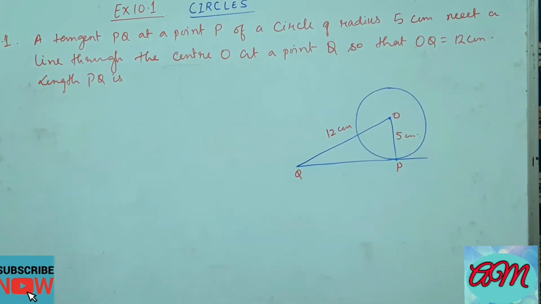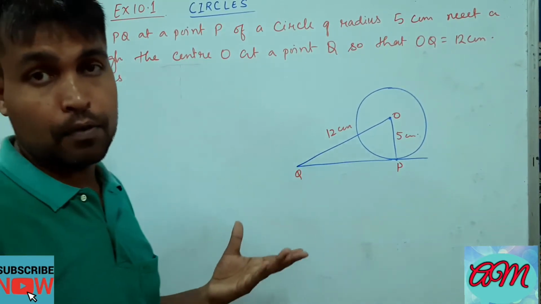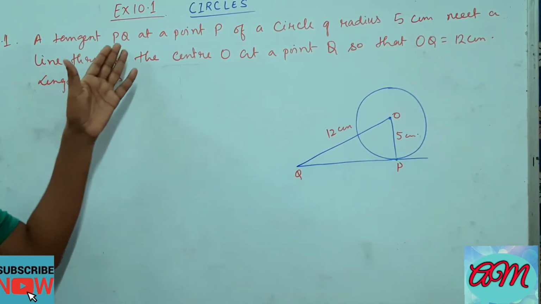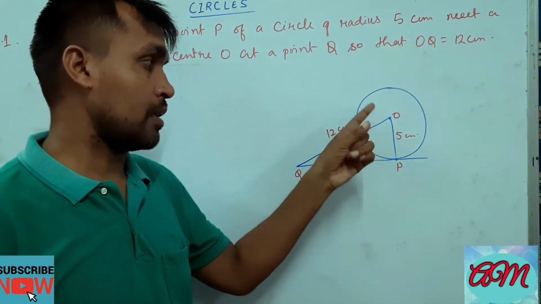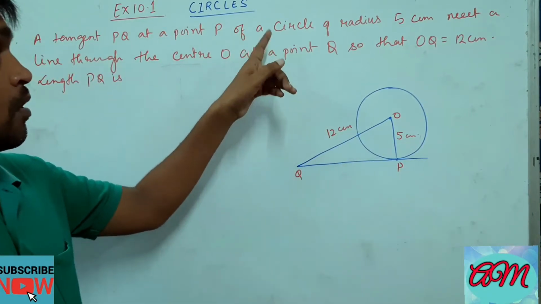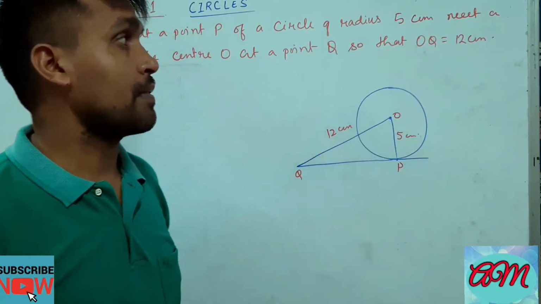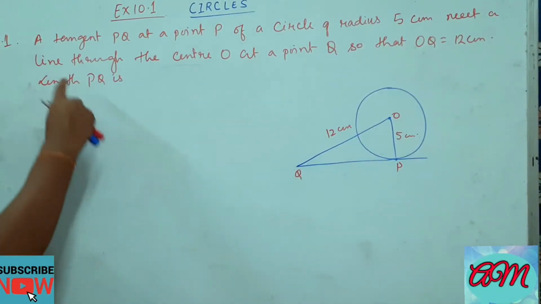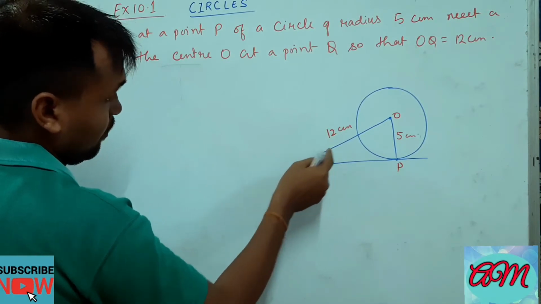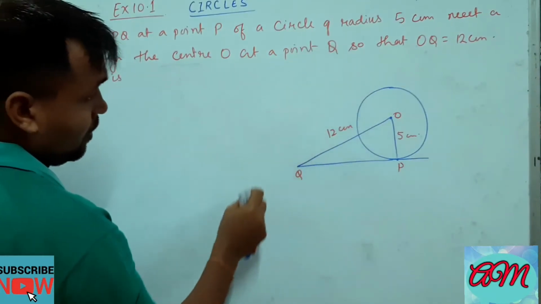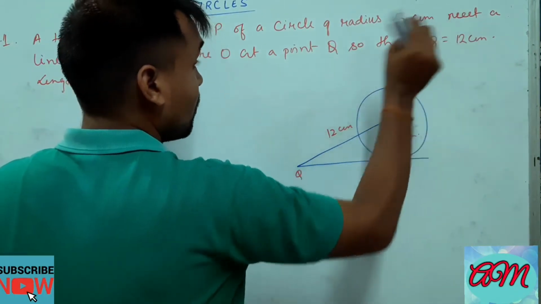So dear students, in 10.1 we don't have much to do, it is choose the correct answer, but we have framed it in the form of questions, and we are going to do it now. A tangent PQ at a point P of a circle of radius 5 centimeters. So the radius is this one: OP is a radius of 5 centimeters. A line through the center O meets the circle at point Q. So this line OQ, okay, OQ equals 12 centimeters.